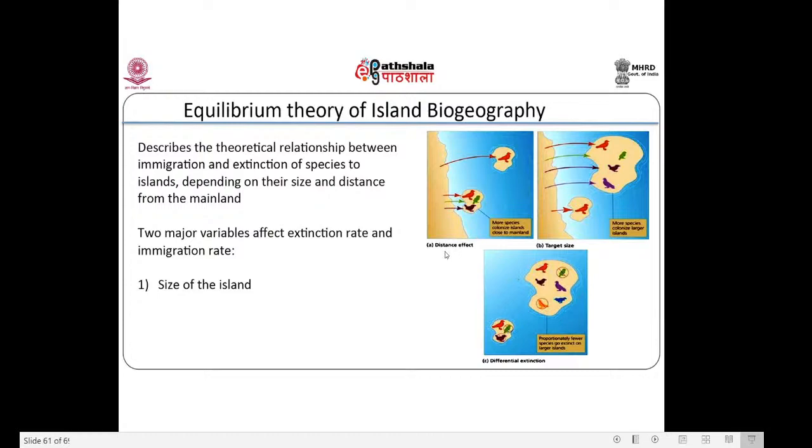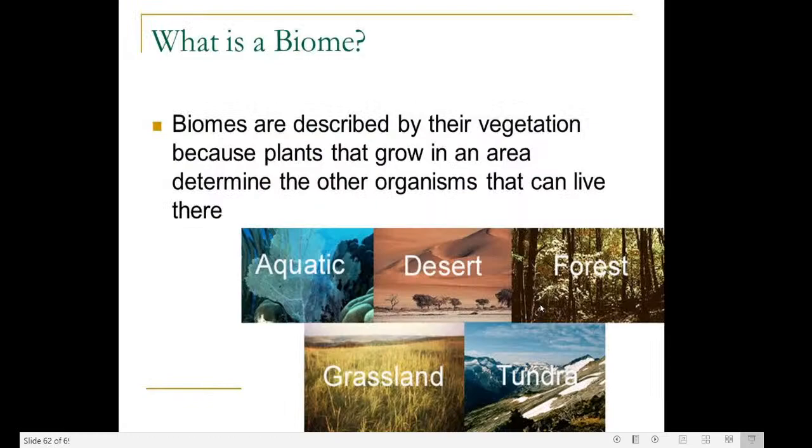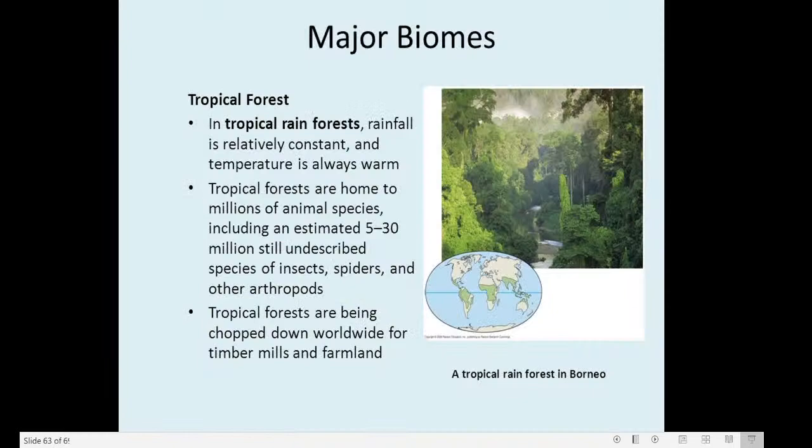It's a differential one. Here the biome concept is the biome we all know: aquatic system, desert system, forest system, grassland and tundra. Here the major biomes are tropical ones. These tropical biomes are described by relatively constant conditions: rainfall is relatively constant and the temperature is always warm. It's the main tropical area, the major biome in India. In the whole world also, the tropical forest is a major biome.